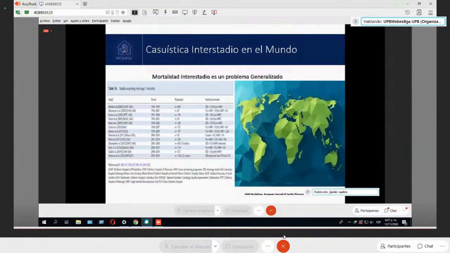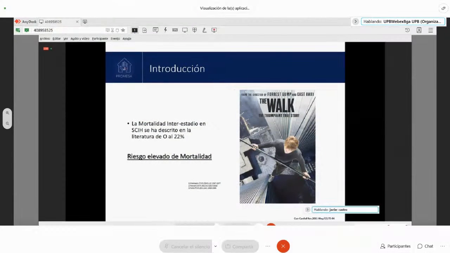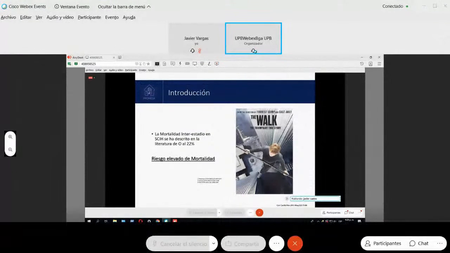This is a generalized problem. You can see a list of studies on the left side of the screen done in large North American centers and worldwide, where mortality of these patients is very high. That's why the home monitoring programs have been developed.